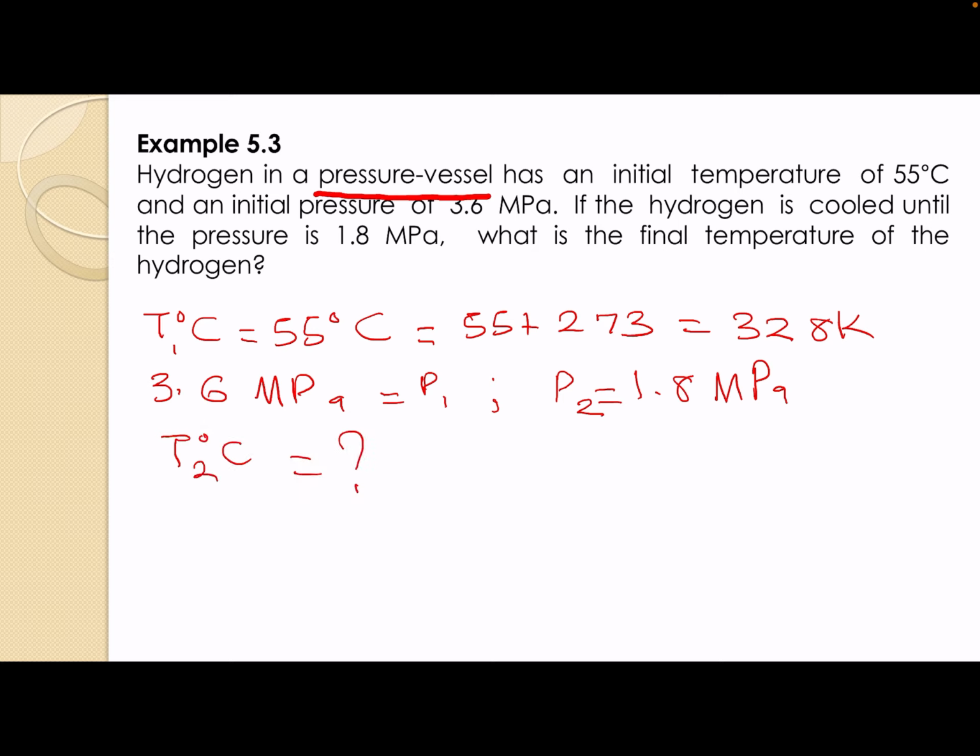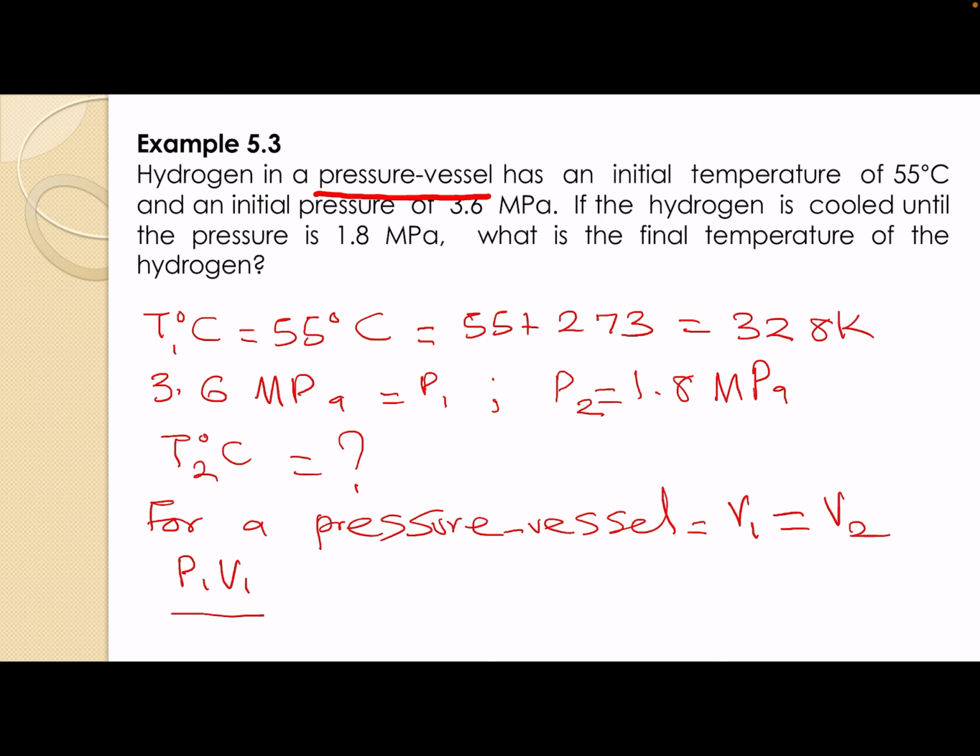T2 is unknown. Since it's a pressure vessel, what that infers is that the volume remains constant. We've seen the pressure has changed, the temperature has changed, but the volume remains constant. Going back to the previous slides, we have the PV relationship we've been provided: P1V1 over T1 equals P2V2 over T2. But remember that our V values are constant, V1, V2.